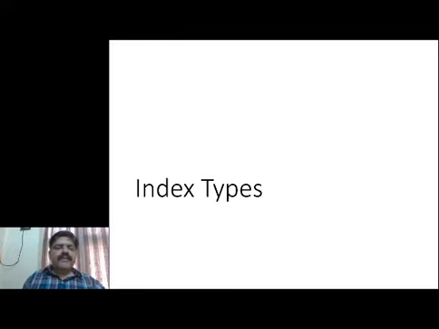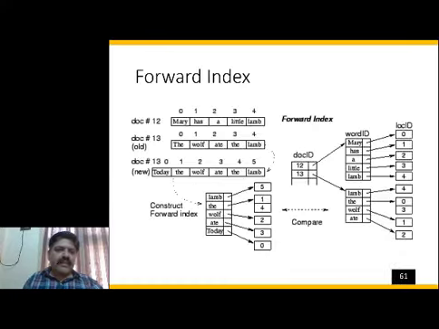Let me now revise the different index types that exist. The lame way to do the search would be to use a forward index. A forward index is a straightforward index where you remember all the words that exist in a document. So a document is made up of a set of words. That's one of our assumptions in the Boolean query model.